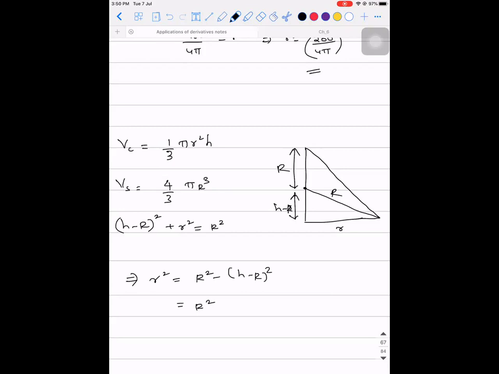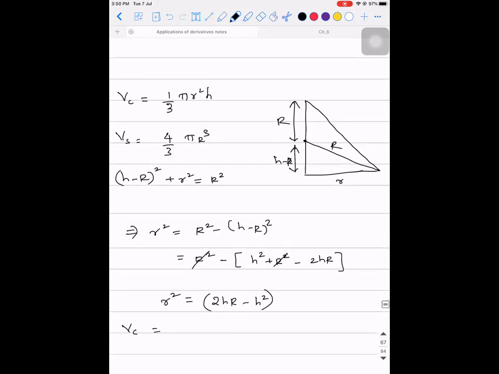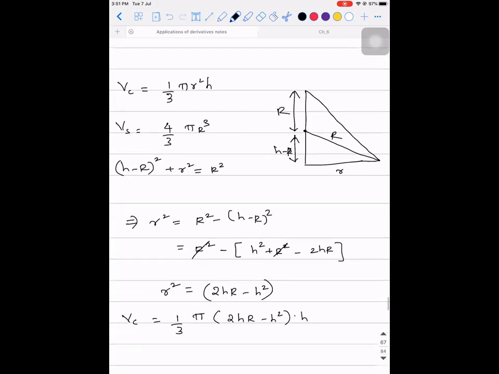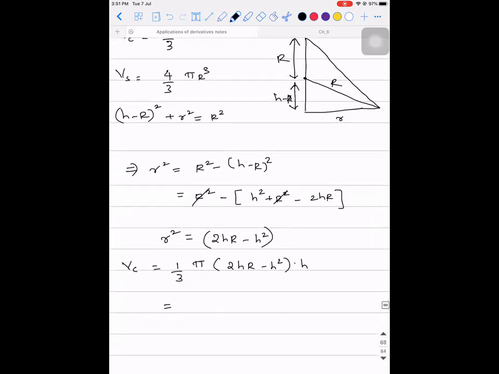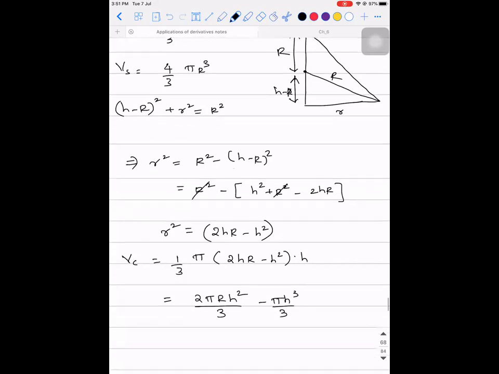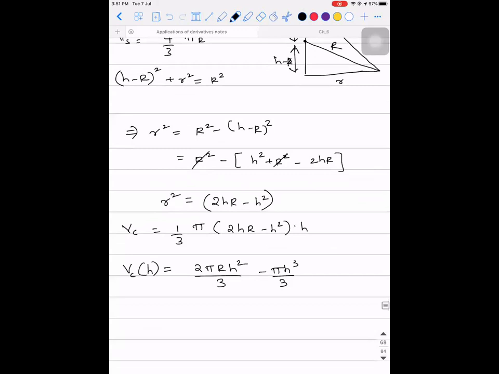So is it right? Expanding, we get R square minus H square plus 2HR minus R square, so capital R square and R square get cancelled. So small r square is 2HR minus H square. If you substitute it back in the cone equation, you get 1 by 3 pi into 2H capital R minus H square into H. Is it clear? So this will be 2 pi R H square divided by 3 minus pi H cube divided by 3. Now the volume of the cone is a function of H.